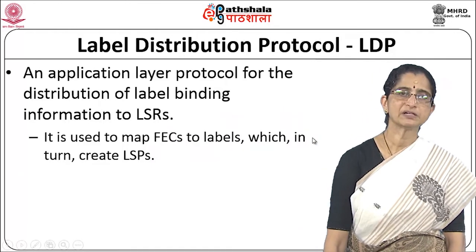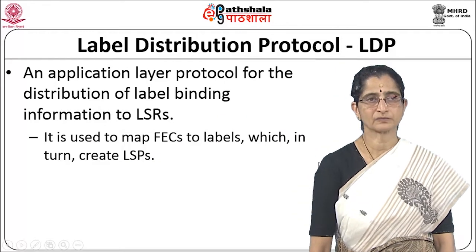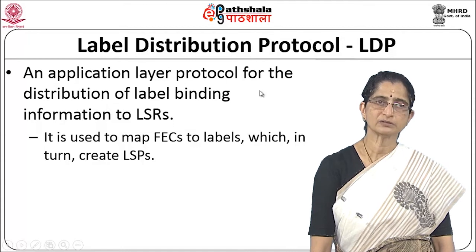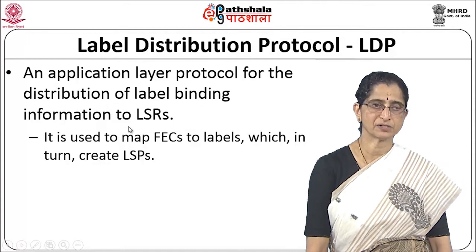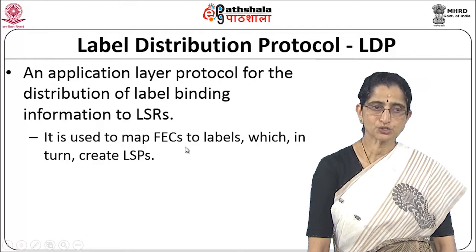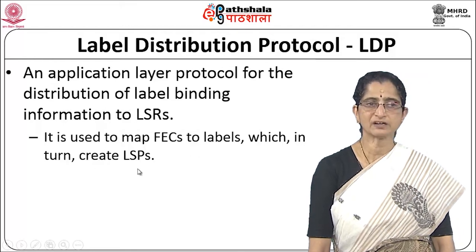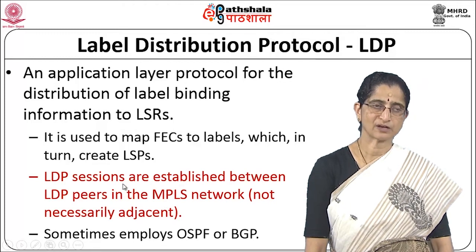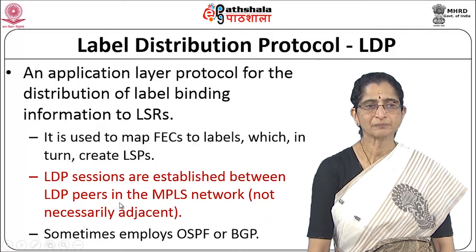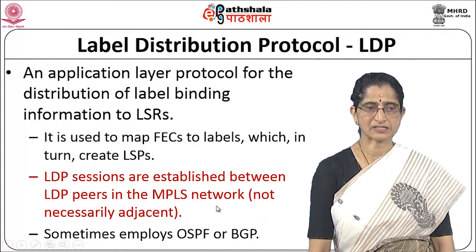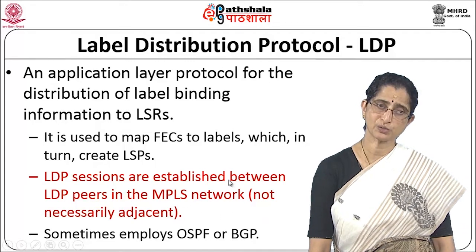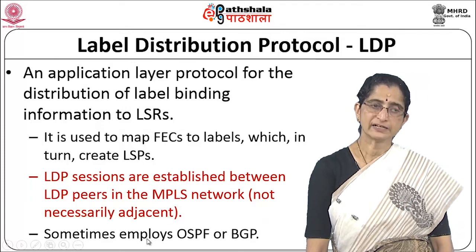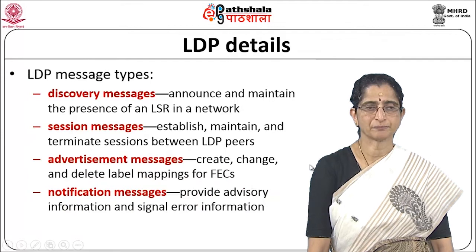Now talking about the label distribution protocol, we said that there is an LDP protocol that is provided. This is actually an application layer protocol for distribution of the label binding information to LSRs. It is used to map FECs to labels, which in turn create the LSPs. Okay. So the LDP sessions are established between LDP peers in an MPLS network, not necessarily adjacent. It can also talk to other routers which are 1 or 2 hops away from it, and it sometimes employs OSPF or BGP as well.